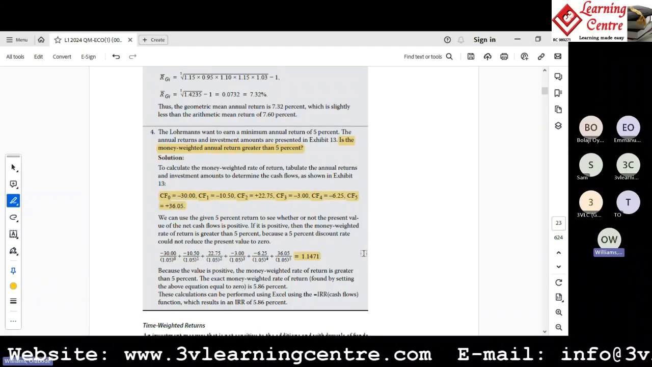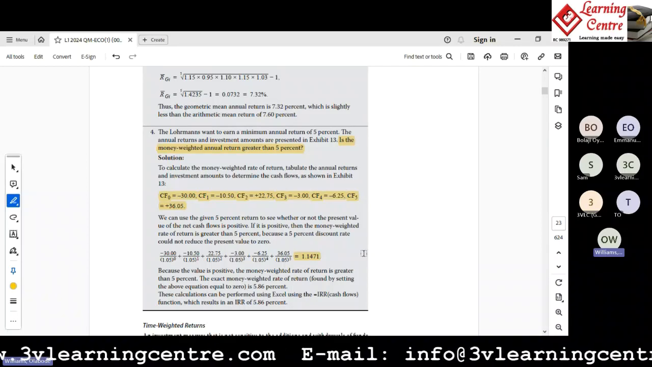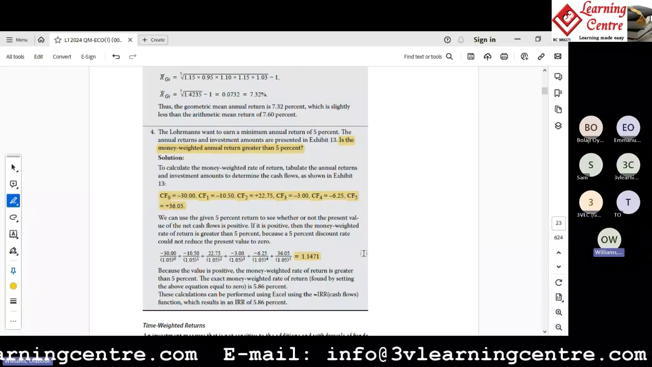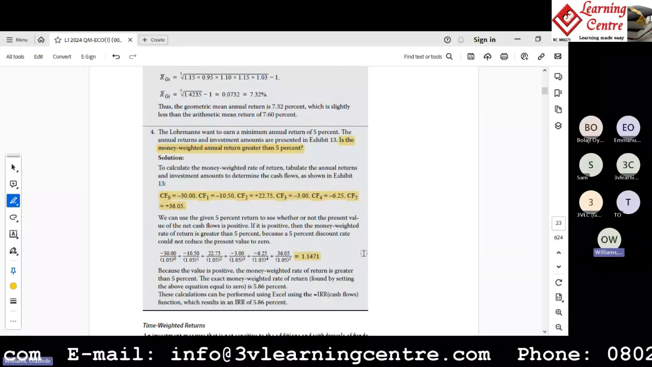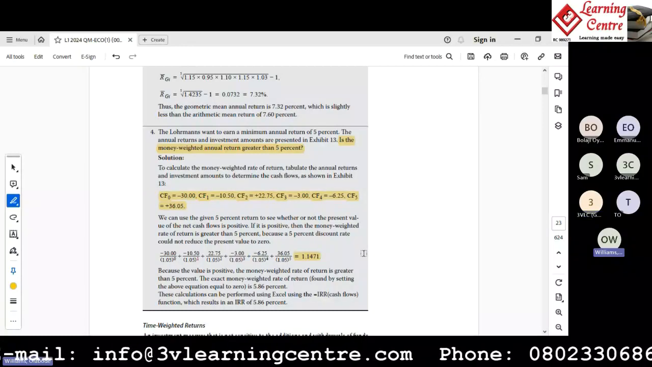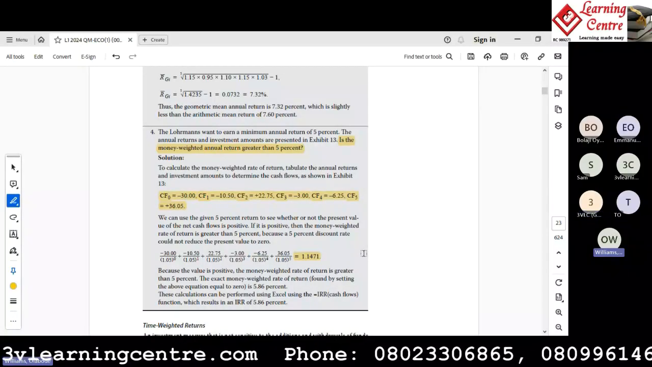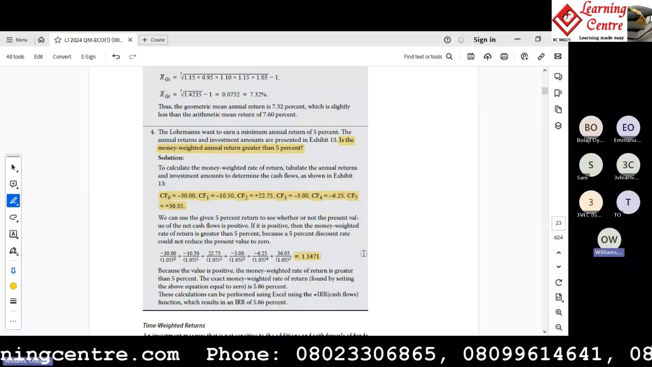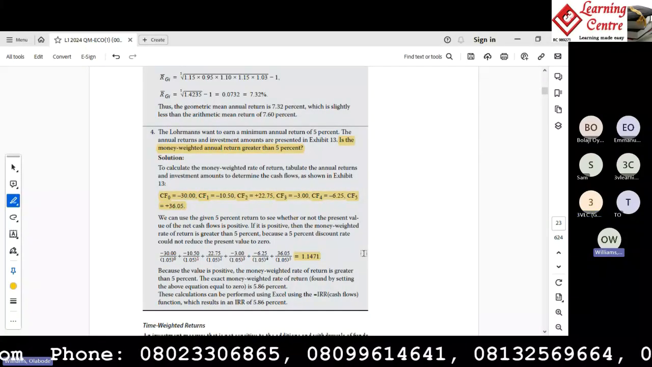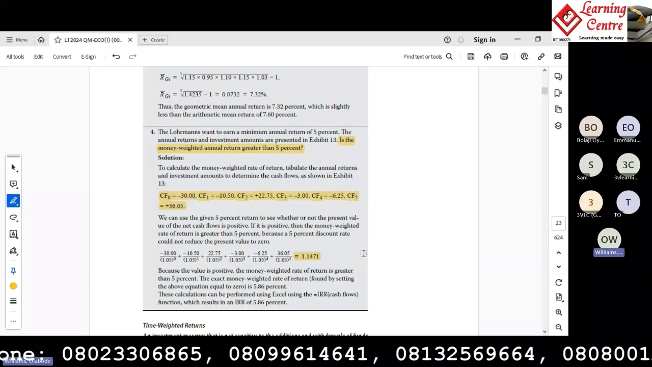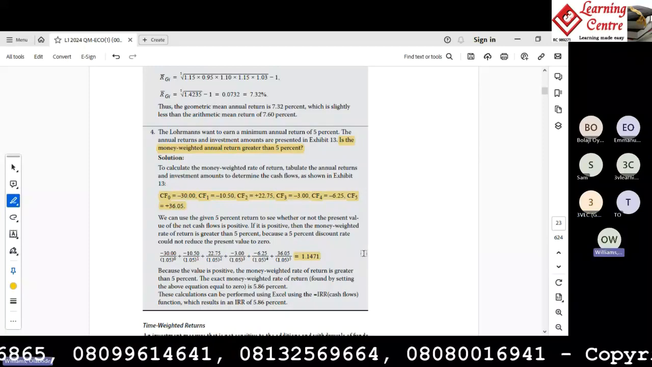If you calculate this and you get a negative NPV, the implication is that you have to reduce the IRR. In this case, you used 5, which means you have to bring it to maybe 4.8 or 4.5 to get 0. That way, you will say that the money-weighted annual return is lower than 5. But in this case, it is higher because you got a positive NPV. Is it clear?